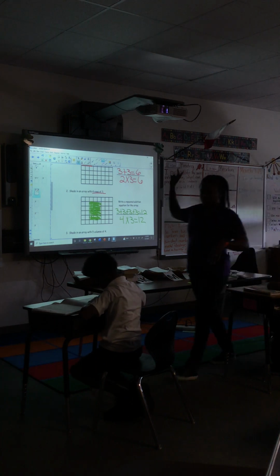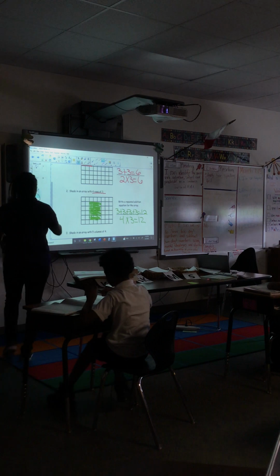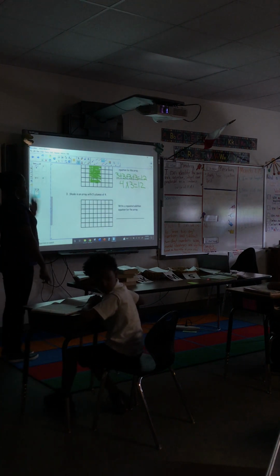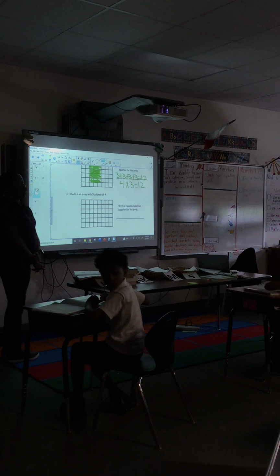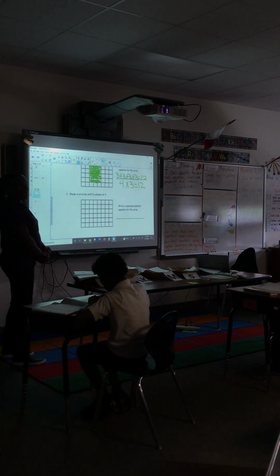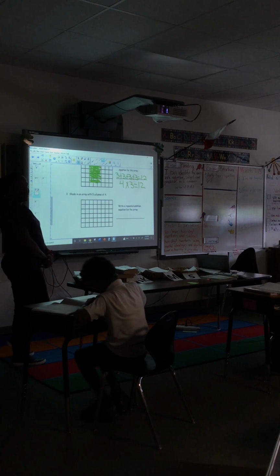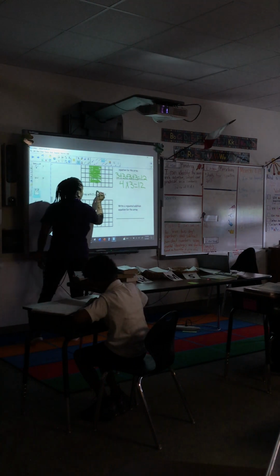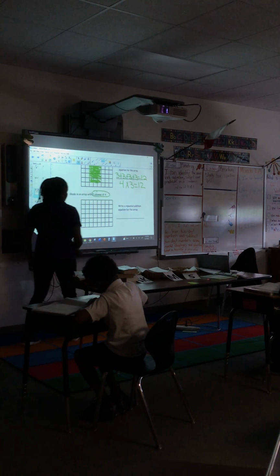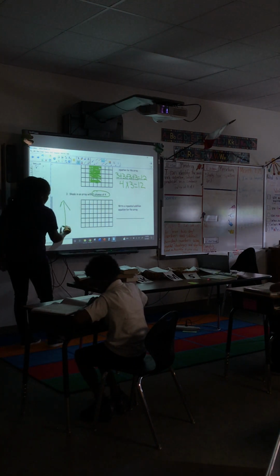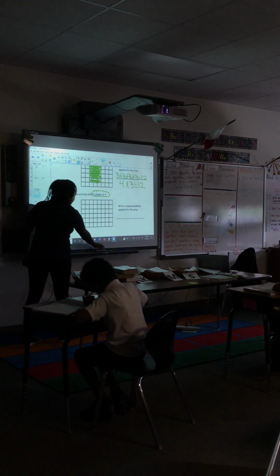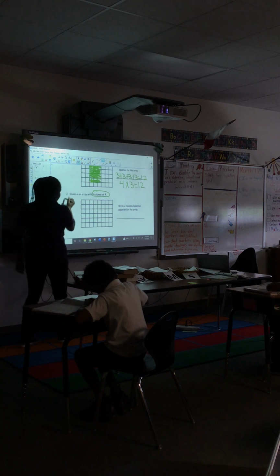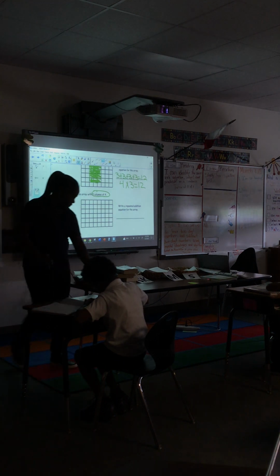Any questions on 2? No. Okay, let's go to 3. What does 3 say? Shade 5 columns of 4. Columns. Which way do columns go? Up and down. Columns, columns, columns. Up and down. Let me give you a minute.